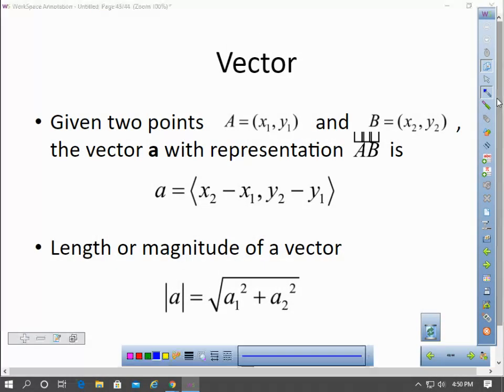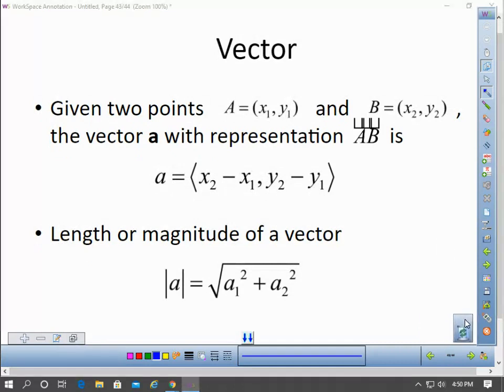So what if your vector is not a position vector? What if your vector does not start at the origin? All right, so let's say we had 2 points. Point A is (x1, y1), and point B is (x2, y2). So that's 2 points, and this should mean segment right there. Okay, the vector A with representation for segment AB is going to look like this. A is going to be x2 minus x1, and then y2 minus y1. So if you remember, that's just like finding slope. Y2 minus y1 is your rise. X2 minus x1 is your run. So this is like your run, comma, your rise. So now this is a number here, and this is a number here.